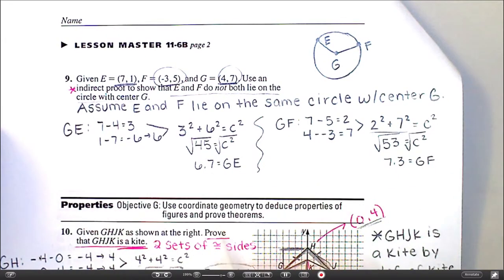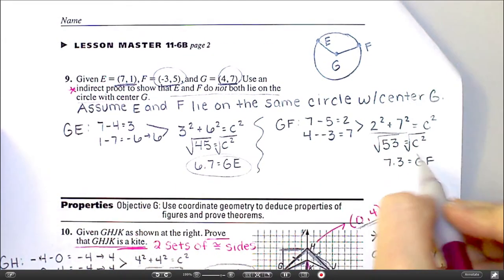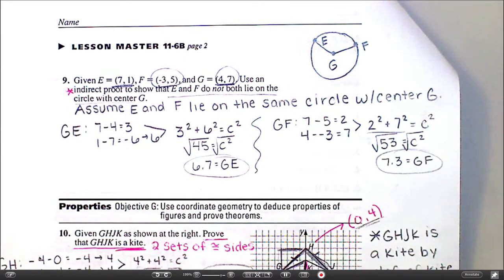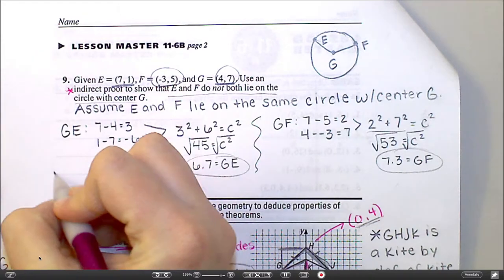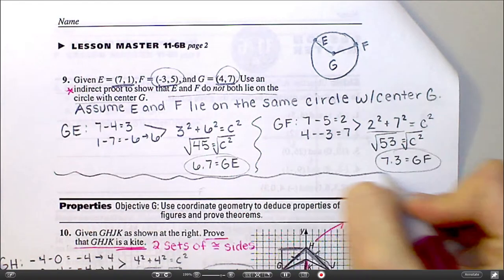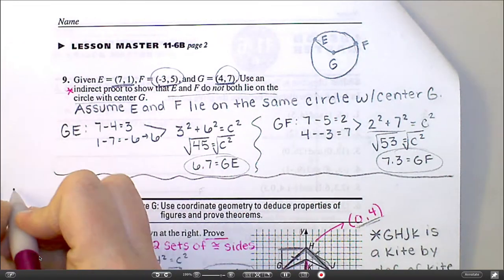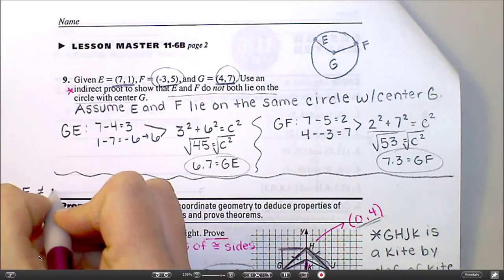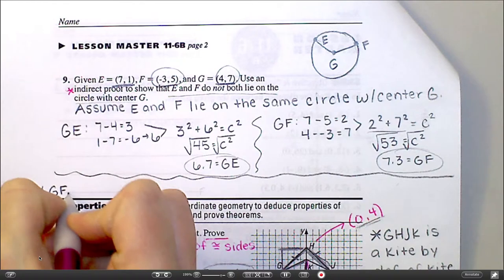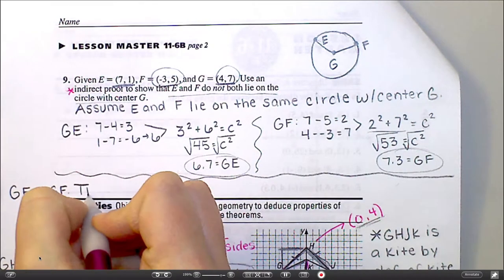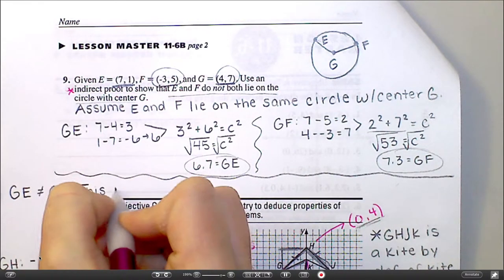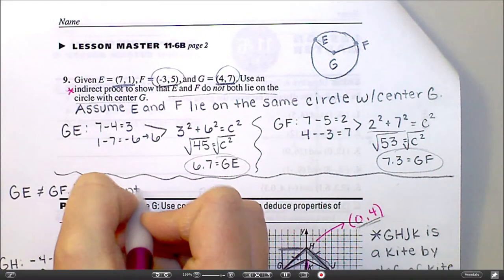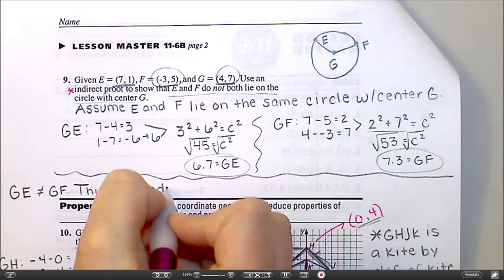Okay, so look what I just found. I just found the length from G to E and the length from G to F are not the same. So here's kind of where I would go with that now, and this is sort of my conclusion down here that I'm going to squeeze in. I would say, look, GE is not the same length as GF. This contradicts, and I want you to think about what that contradicts.